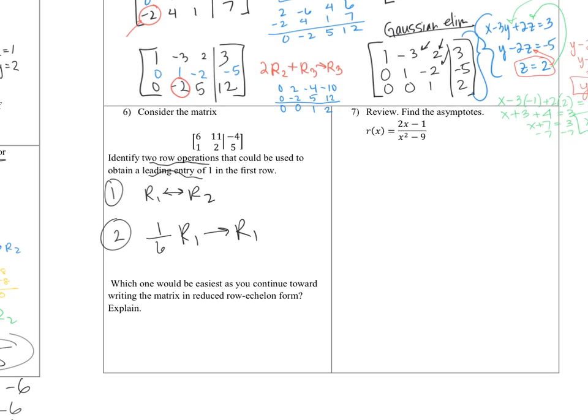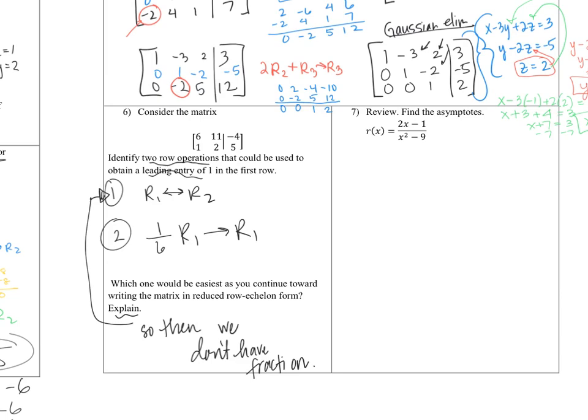Now, which one would be easiest? I think that the first one would be easiest, so then we don't have fractions. So make sure you explain that. I mean, you can work with the fractions, but if you can kind of rearrange the equation and do some things like that, it's going to be much easier for you to keep going.